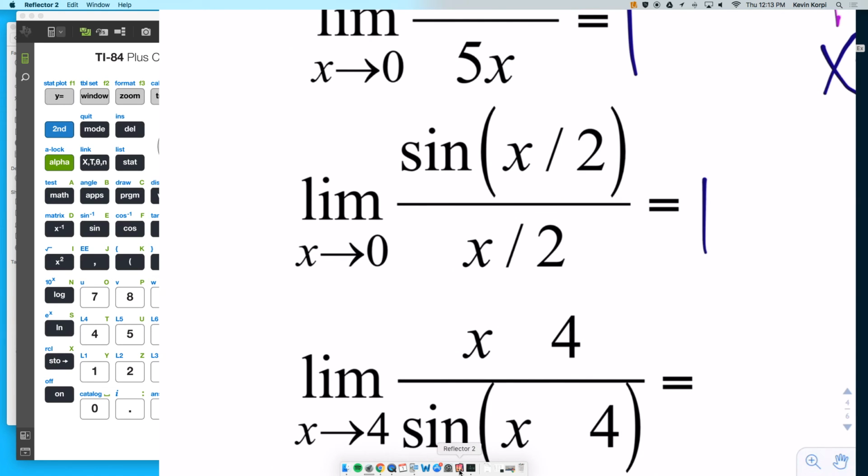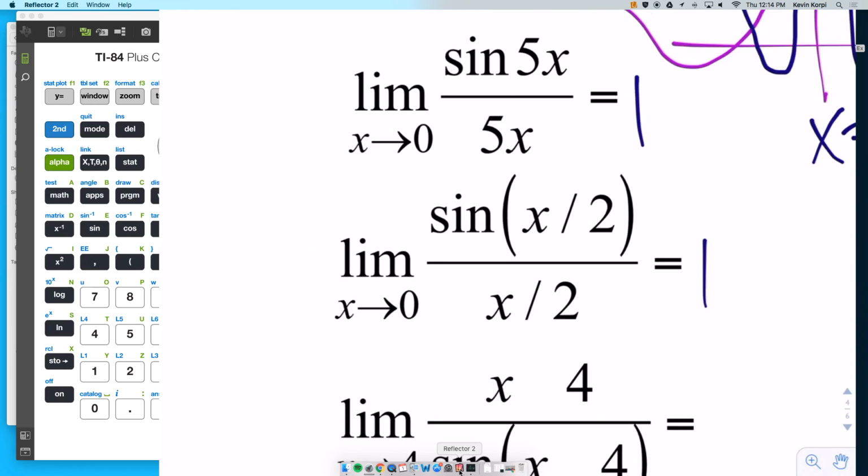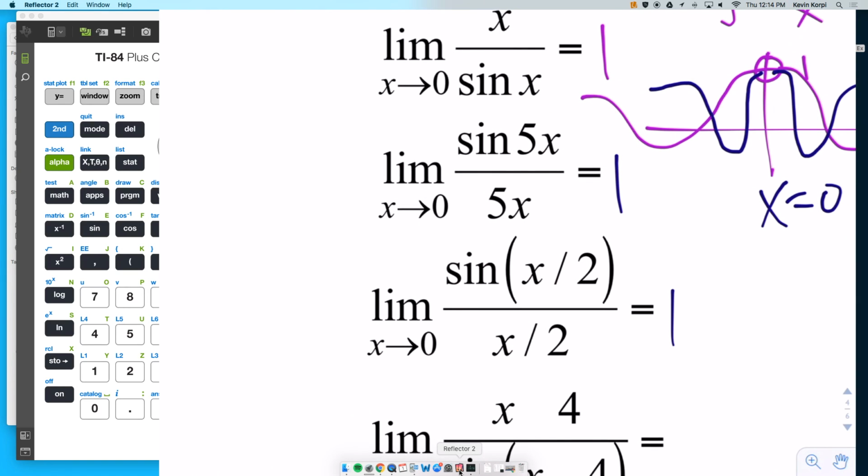It's also 1 because what does this do to the graph of sine x over x? Which way? By a factor of what? 2. Yeah, so it doesn't matter if you're stretching it or compressing it, like you're playing the accordion, because 0, 1 stays put. When you stretch it or compress it horizontally, it's still 1. So let's think about that. We're kind of summarizing some things here. As long as it's sine of, let's say, ax over ax, where those numbers match, and we're going to 0, it should be what? 1.